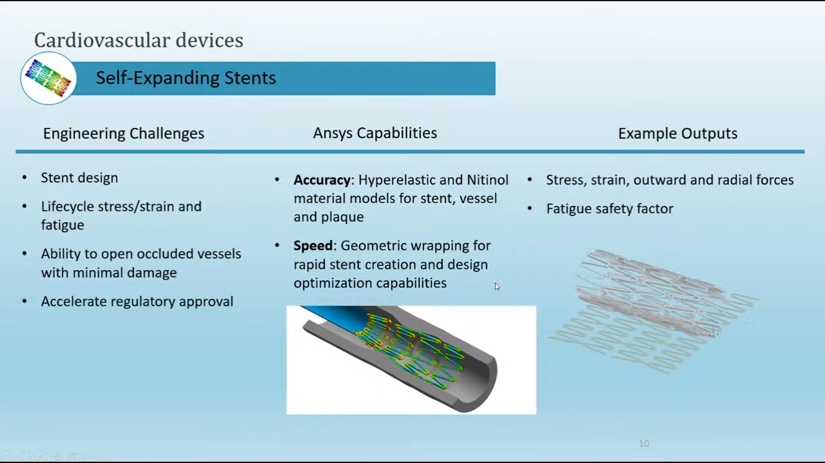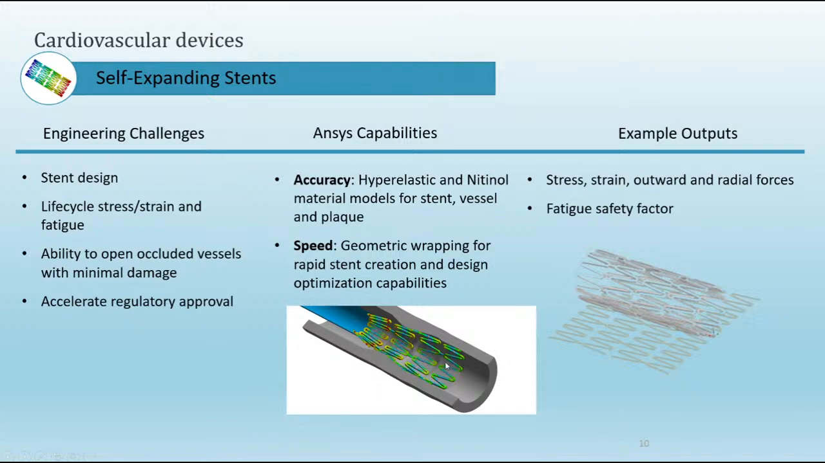So the ANSYS capabilities involve high accuracy, hyperelastic, and nitinol material models, right? So the stent itself is modeled as a nitinol in this case. Sometimes we've done balloon expanding stents as well. The blood vessel here is a hyperelastic blood vessel. There's multiple layers, so we have the vessel and the plaque both modeled. And this is very fast in setting up simulations.